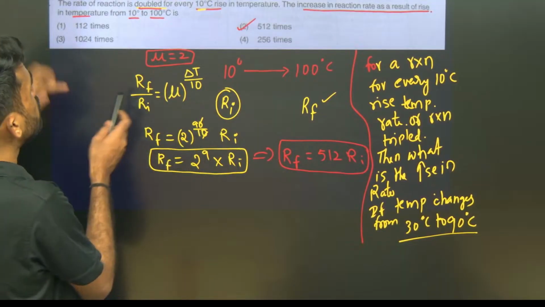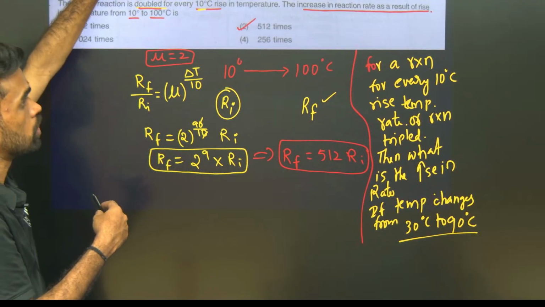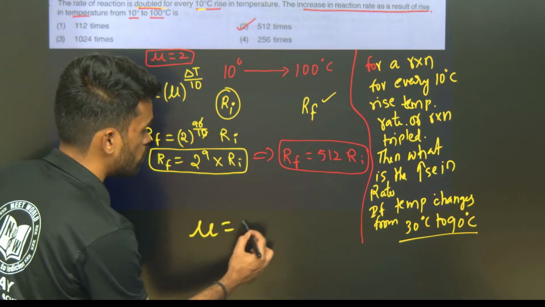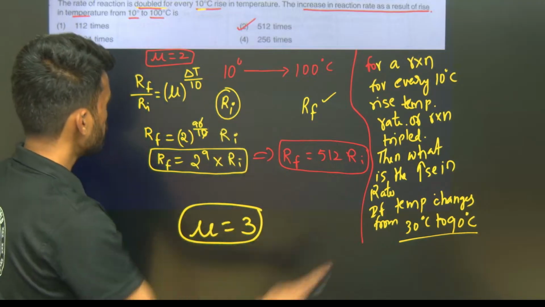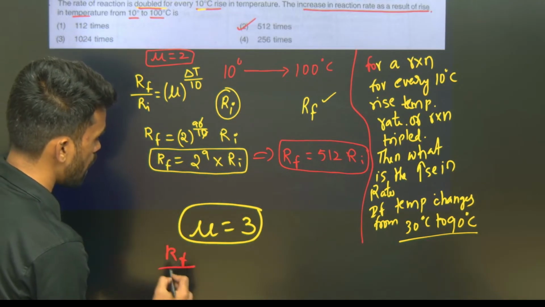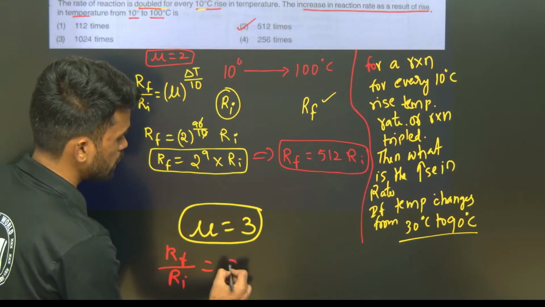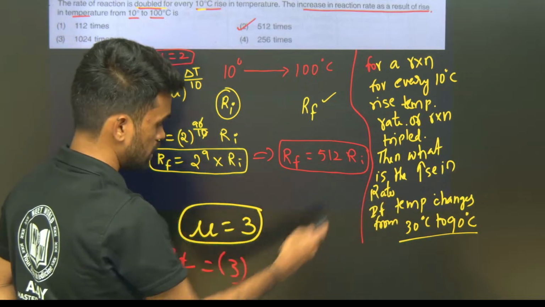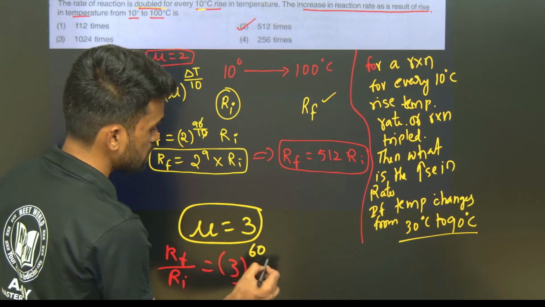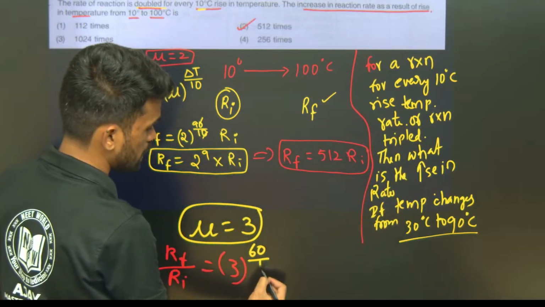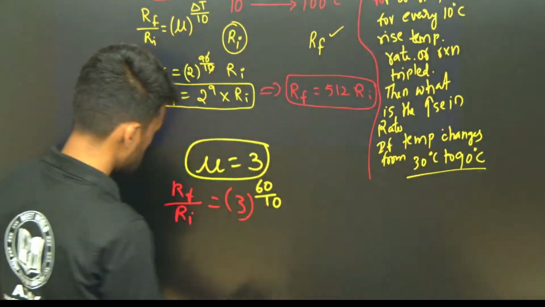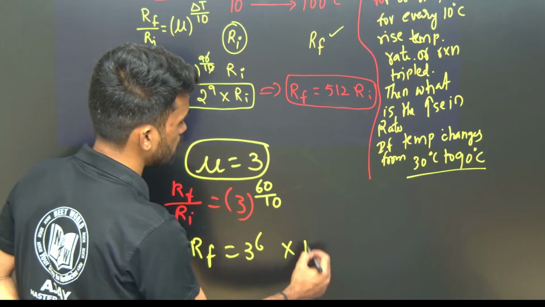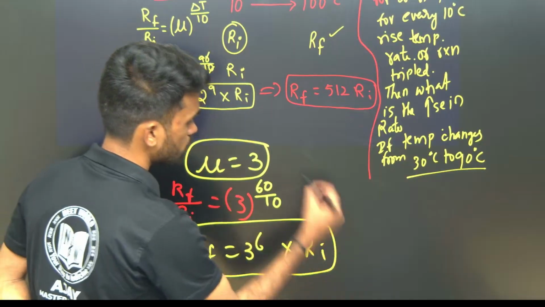In the previous question it was doubled, but in this question I am saying tripled. So the temperature coefficient mu will be 3, that's it. R final by R initial will be equal to 3 to the power delta T, which is 90 minus 30, that is 60, divided by 10 for every 10 degrees rise. So R final will be 3 power 6 times R initial. This will be your answer.